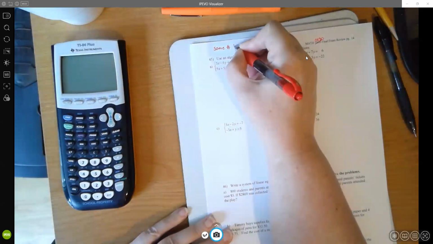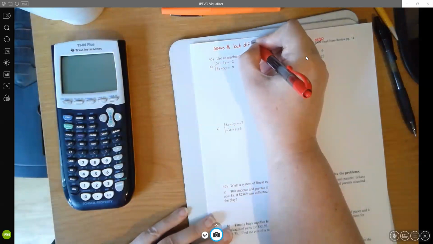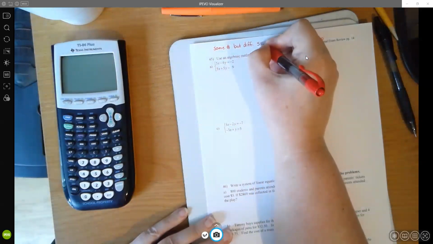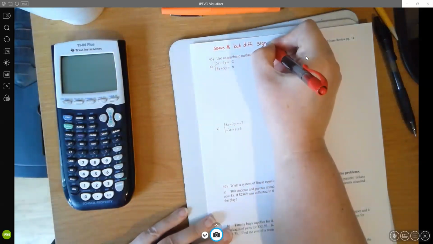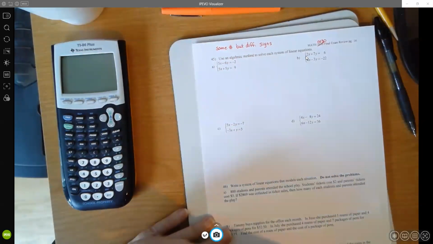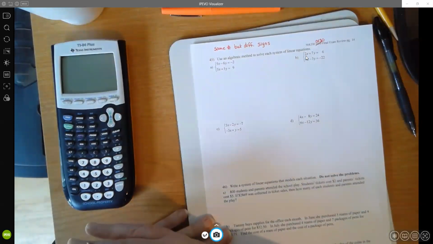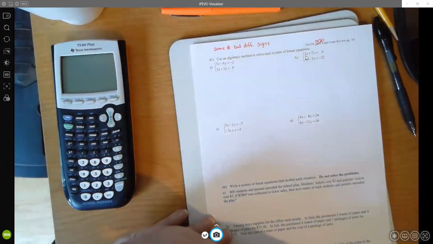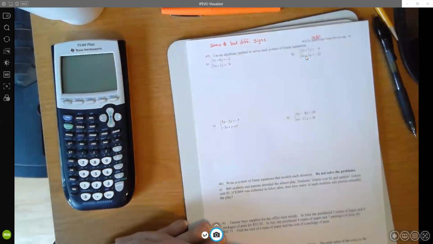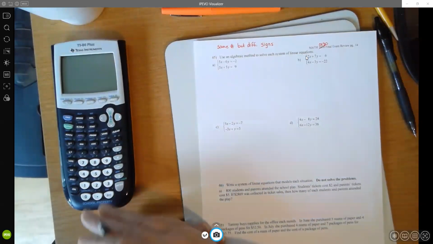but different signs. Because if I add a positive and a negative of the same number, I get 0. And that's what we mean by eliminate, and therefore the elimination method. We can eliminate one of the variables and then solve. So in this case, my x's are the same number, but they're not different signs.